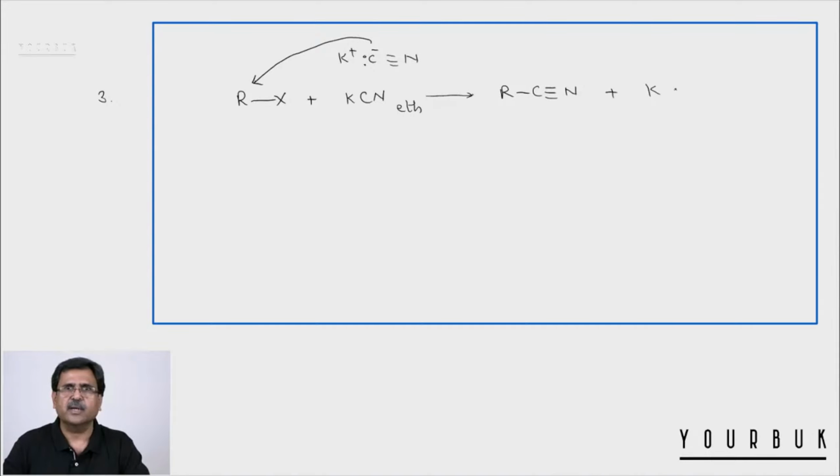And the KX is your side product. Now this is called alkyl cyanide. This is a common name. Now in IUPAC nomenclature, we include the carbon of the cyanide in the longest continuous chain and we write nitrile as a suffix to the parent alkane. So the IUPAC name is alkane nitrile. So if you look at this reaction, by using KCN, we can increase the number of carbon atoms in the compound.